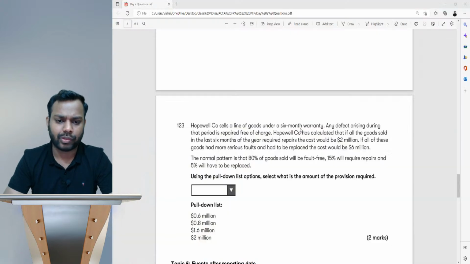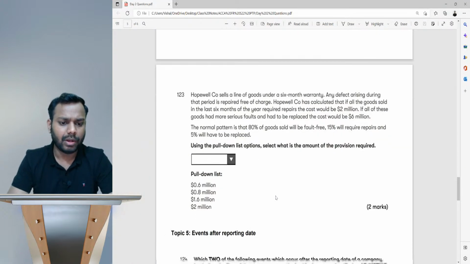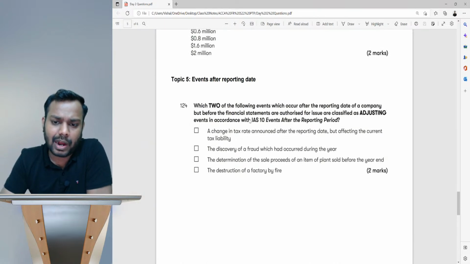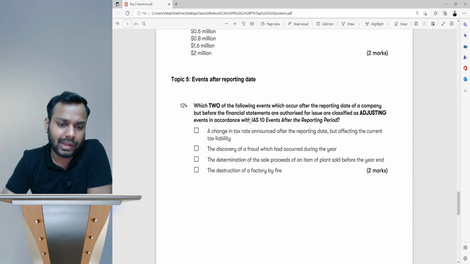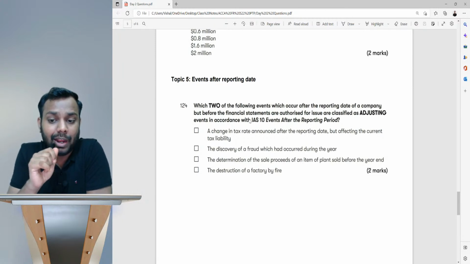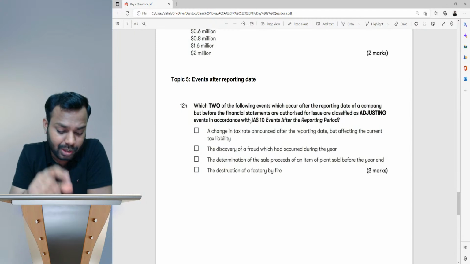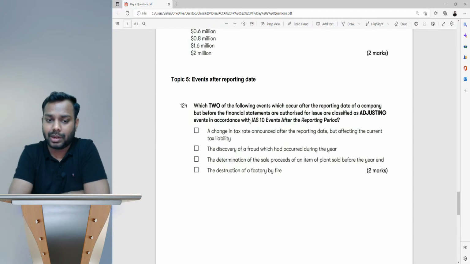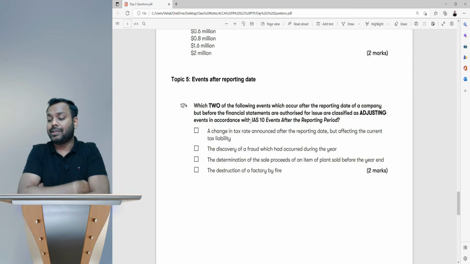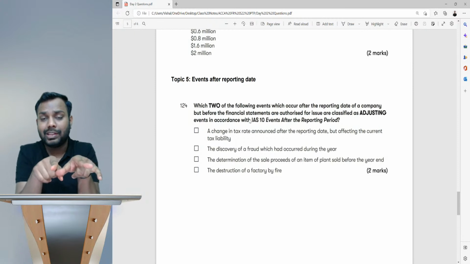Let's solve one question on that. 124. Which two of the following events, which occur after the reporting date of the company but before the financial statements are authorized for issue, are classified as adjusting events in accordance with IAS 10, Events after the reporting period? A change in the tax rate announced after the reporting date but affecting the current tax liability. Tell me, did the condition exist on the reporting date? No. So will this be adjusted? No.